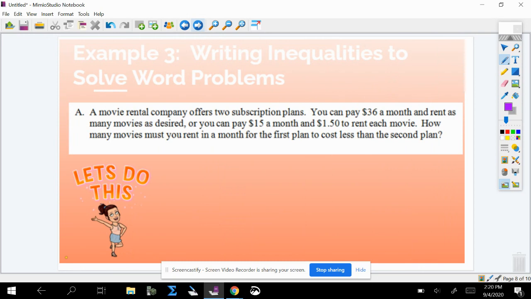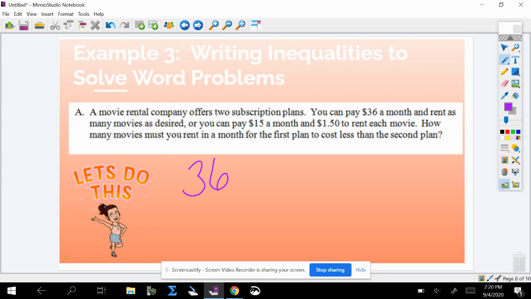Some different word problems that you could see. For this one, we're trying to figure out our movie rental subscription. So you can either pay $36 a month and rent as much as you want, or you can pay $15 a month and then $1.50 every time you rent a movie. And we're trying to figure out what would make it better to rent. Let's see, how much must you rent in the first month for the first plan to cost less than the second plan? So my first plan is just a plain $36.